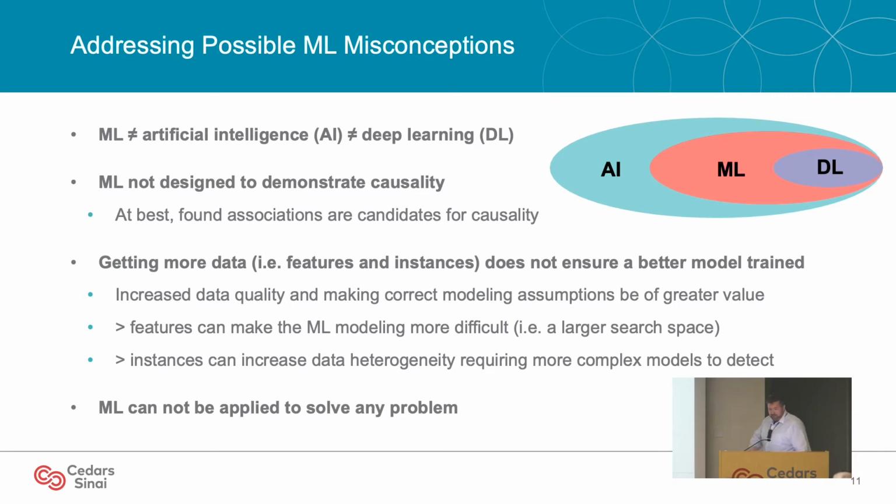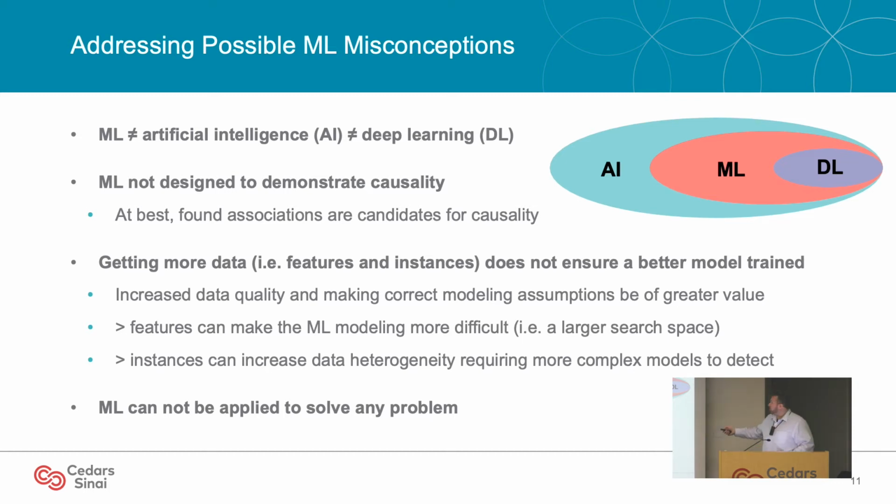So I want to take this opportunity also to address possible misconceptions you might have about machine learning. First off, I've encountered this a number of times. Machine learning is not totally equivalent to artificial intelligence, nor is it totally equivalent to deep learning. So if somebody says machine learning, they're not necessarily talking about deep learning and all of these equivalencies.